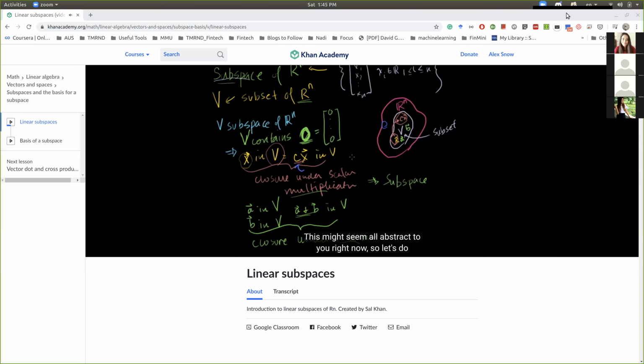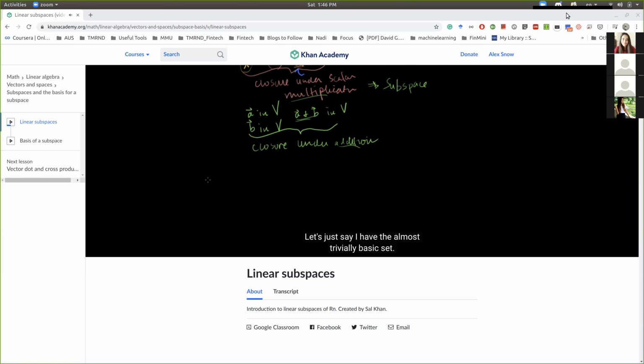Now this might seem all abstract to you right now, so let's do a couple of examples. I don't know if these examples will make it any more concrete, but I think if we do it enough, you'll get the intuitive sense of what a subspace implies. Let me just do some examples because I want to stay relatively mathematically formal. So let's say I have the almost trivially basic set. Let's say my set of vectors only has one vector in it, the zero vector. I'll just do a really bold zero there. Or I could write it like this. The only vector in my set is the zero vector. And let's say we're talking about R3. So let's say my zero vector in R3 looks like that.